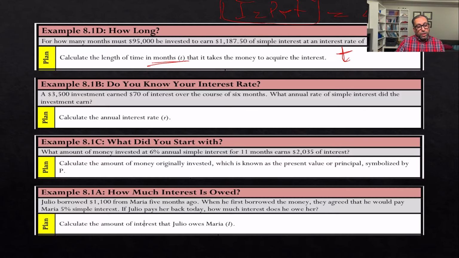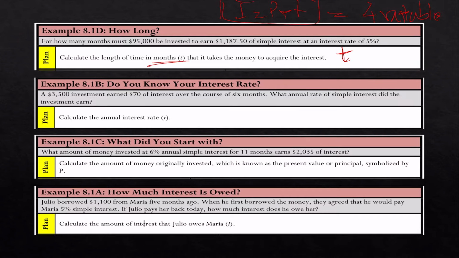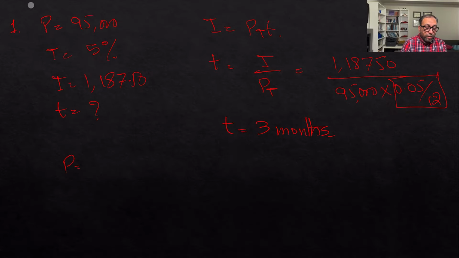The second part is saying a 3,500 investment earned $70 of interest over the course of 6 months. What annual rate of simple interest did the investment earn? So here what we know: principal is 3,500, interest is $70, time is 6 months. And what we want to calculate is R.